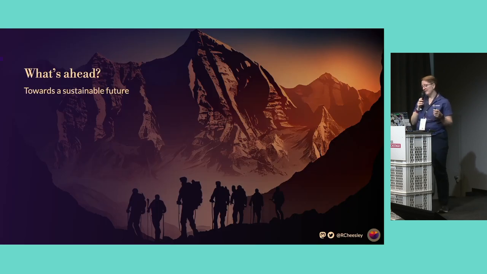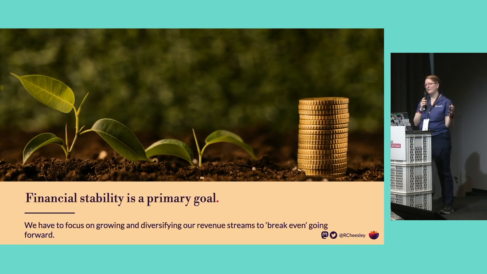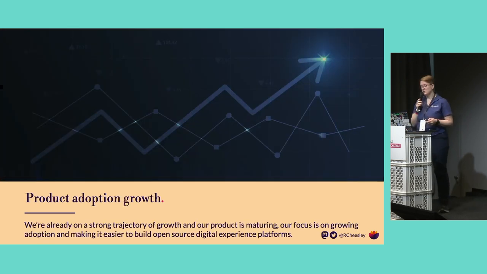So the main focus for us going forwards, now we've dealt with the governance, is obviously financial sustainability. We don't have a big company we can go back to and say, can we have some more money? So we're trying to broaden our reach now, looking at a wider membership base, and also establishing multiple revenue streams. We're, as always, focused on product adoption growth. As I mentioned, we have 40,000 websites using the tracking, and we want to continue to grow that.